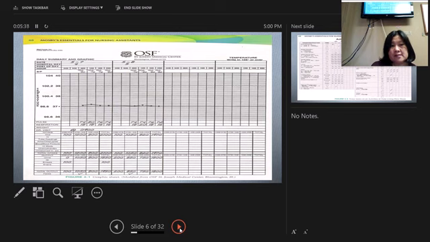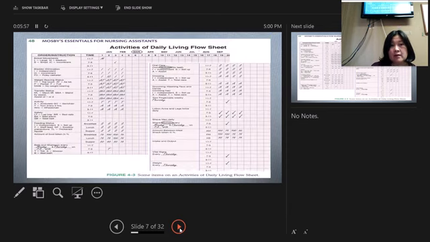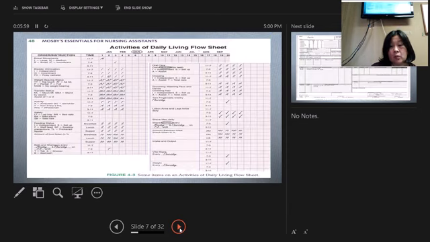So this is just an example of an ADL flow sheet where we have vital signs, and then they also have information for the IV medicines and the tube feedings of the enteral nutrition that the nurses are going to do. And then a place for the output, the urine and the stool and the emesis or vomit, and any drainage from any wounds. We'll talk about that in the wound chapter.